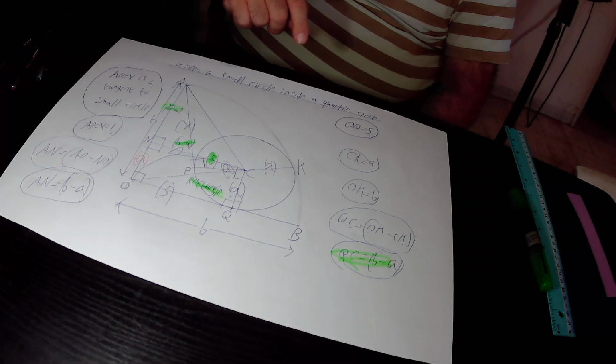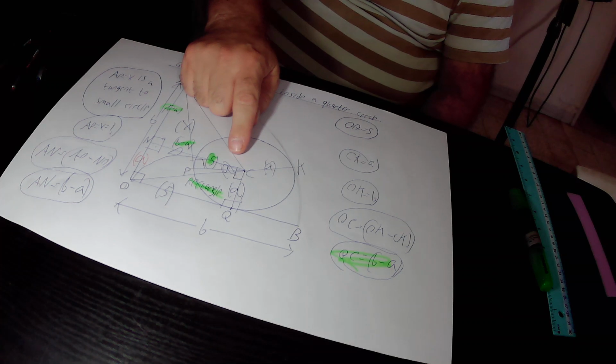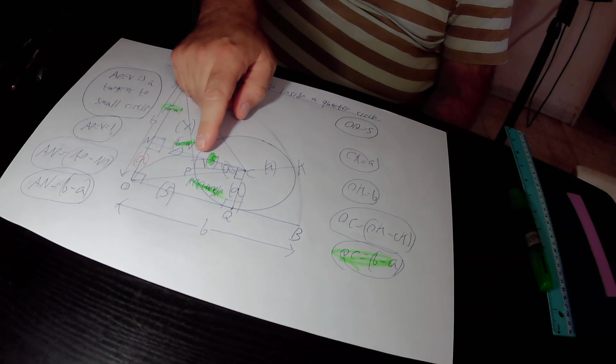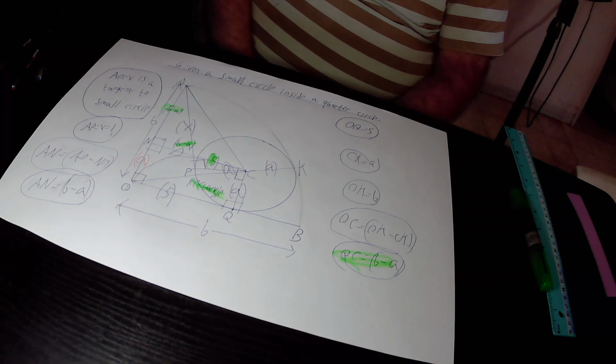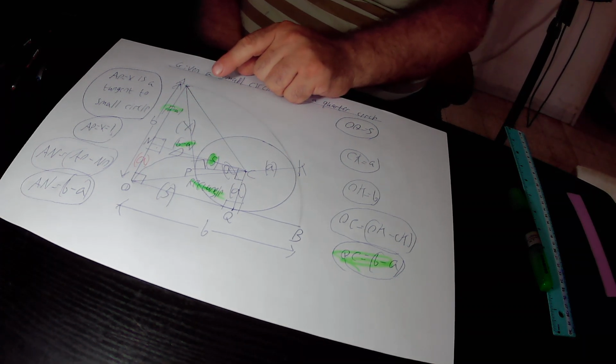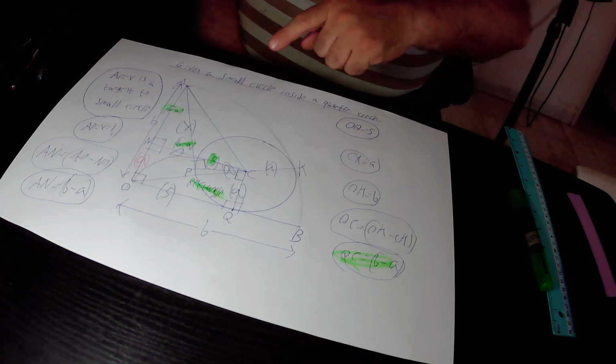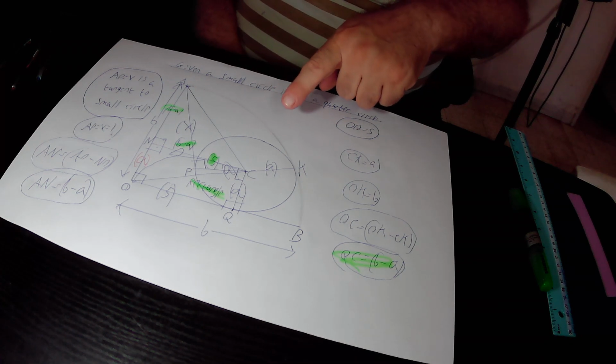In the next step, we join points C and P together by a straight line. PC is also the radius of this small circle, that is A, and according to rule 1, this angle equals 90 degrees. So in the next step, we join points A and C together by a straight line. By joining points A and C, we created the right triangle ACP.